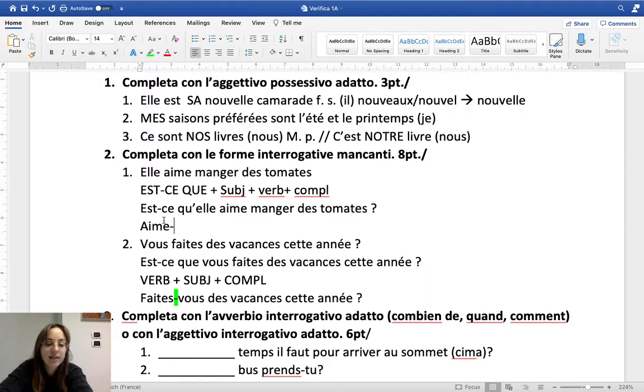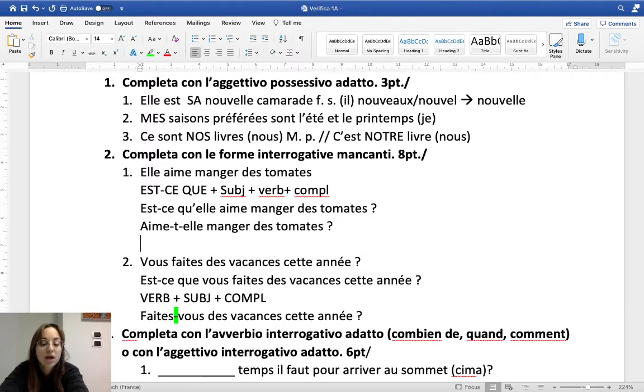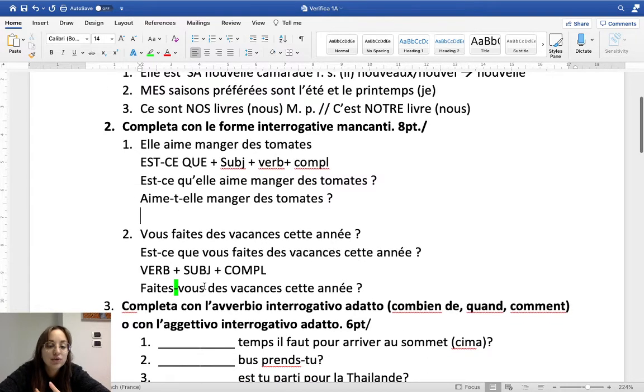Pay attention now. We have an E, so a vowel at the end of our verb. We have a vowel at the beginning of our pronoun, so it is important to put a consonant between those two vowels. How can we do it? Is to put a T in between the verb and the subject. Aime-t-elle manger des tomates? So normally we just need to change the order of the subject and the verb in this way. Faites-vous des vacances cette année?